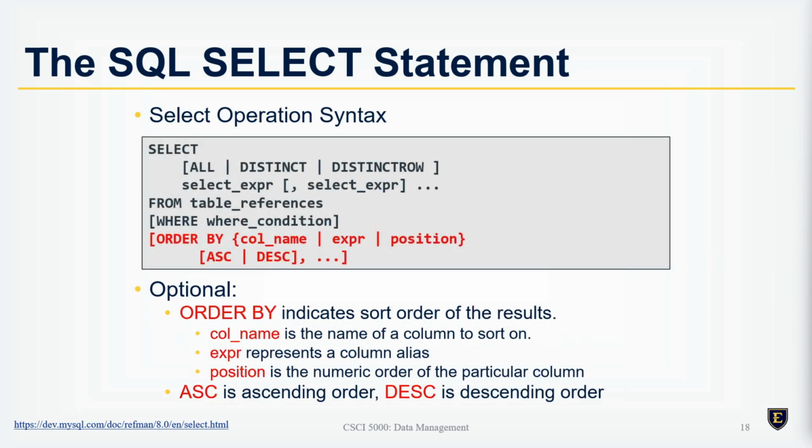And finally, we have order by, and order by is the sort order of the results. If you order by a particular column, then that's the name of the column you want to sort on. An expression can be a column alias, so a name of a column that's not necessarily the same as what it is in the table, but one that better represents what it means. And then finally, position, you can enter a numeric order of the particular column. So which column number from left to right would you like to order by?